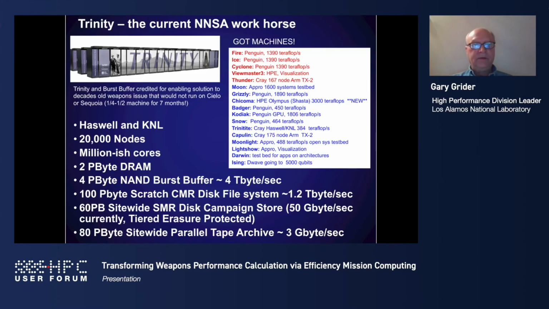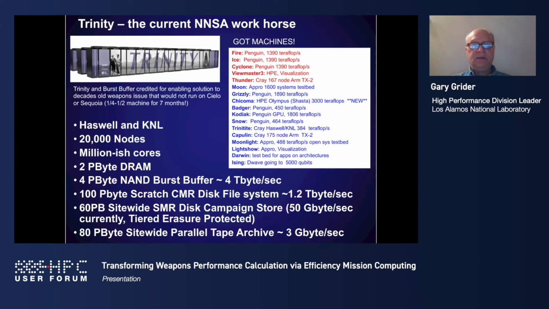A little bit about our current machine, Trinity. Trinity is really still the current NNSA nuclear weapons laboratory workhorse machine. It's shared between Los Alamos, Livermore, and Sandia. It's housed at Los Alamos, and it's still quite a very large machine at 20,000 nodes and a million-ish cores. But what really makes it big is its 2 petabytes of DRAM. It's quite large, bigger than pretty much everything else out there still, and it's almost 6 years old.